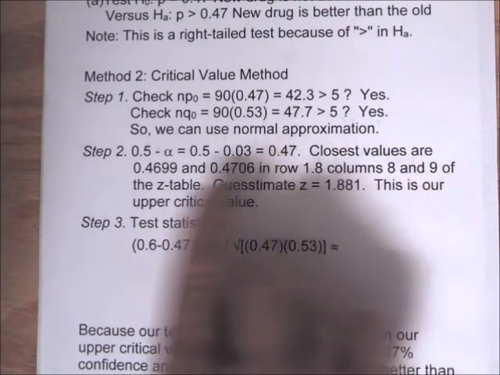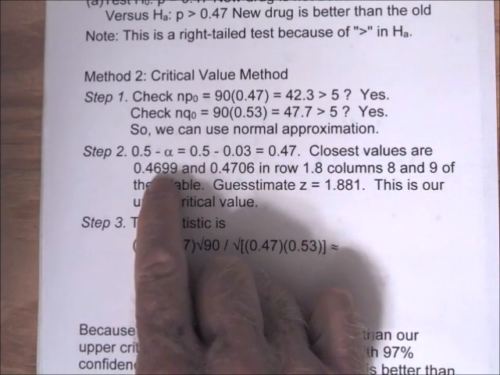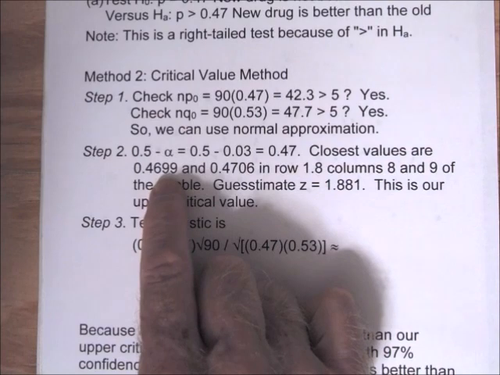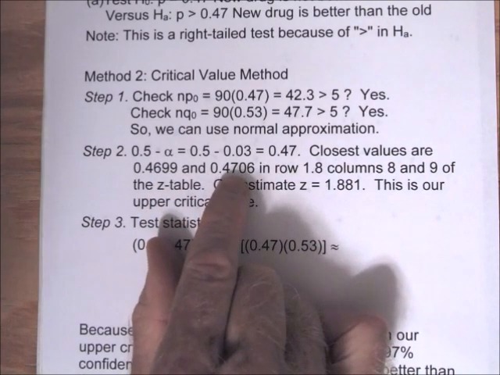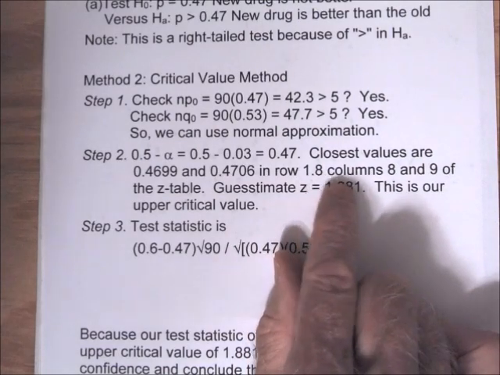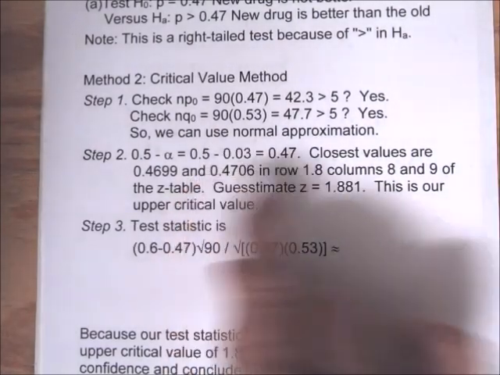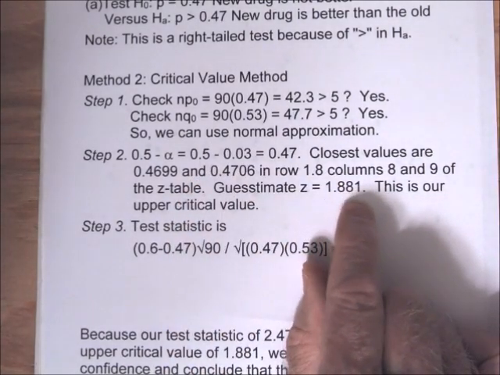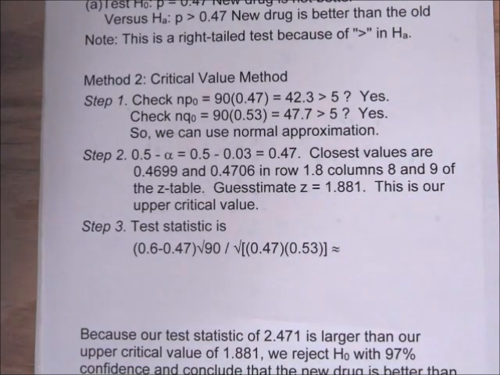1.881. This number 0.4699 is in row 1.8. This one's in row 1.9. So it's going to be somewhere between 1.8 and 1.9, but closer to 1.88. So I'll say 1.881. And this is our upper critical value.